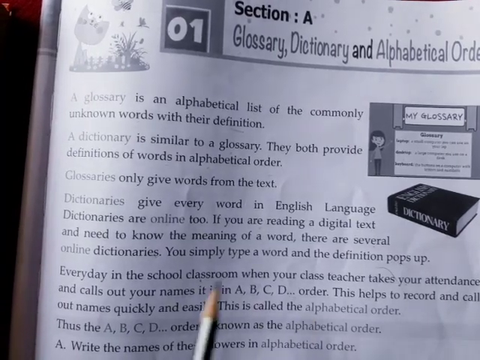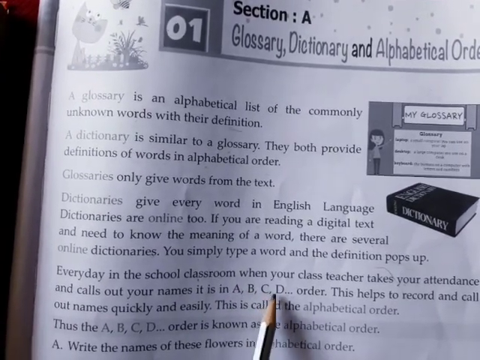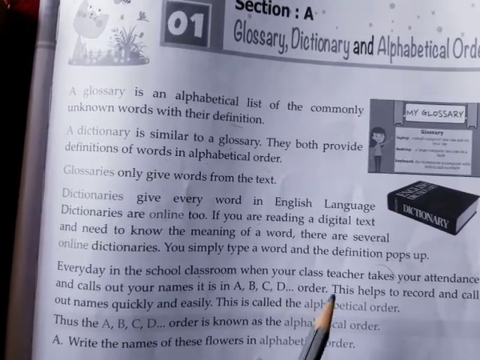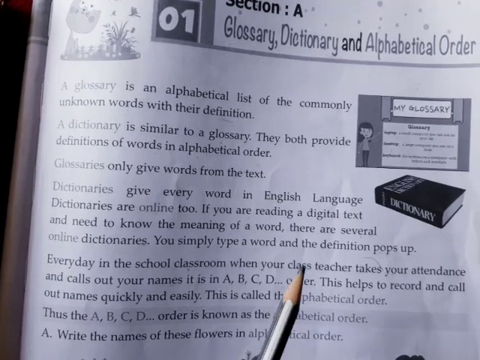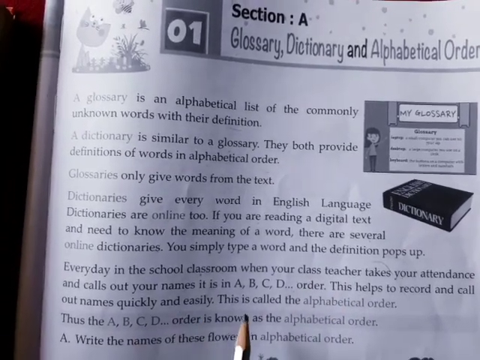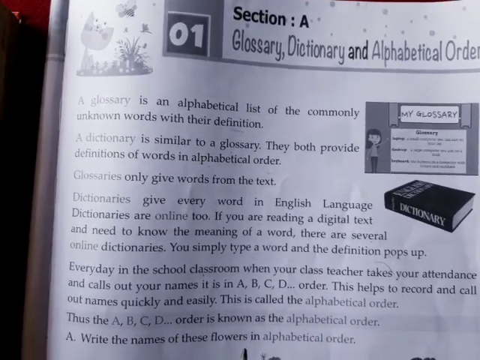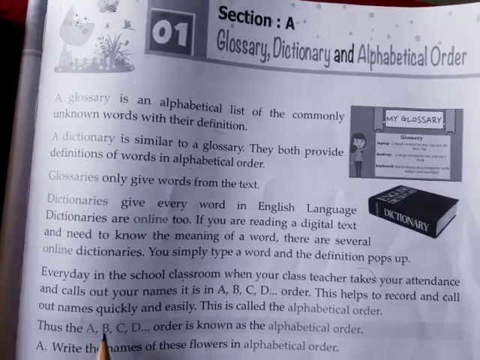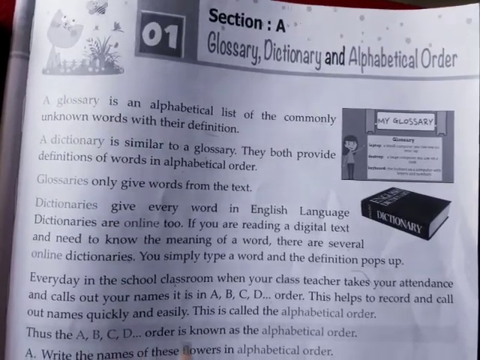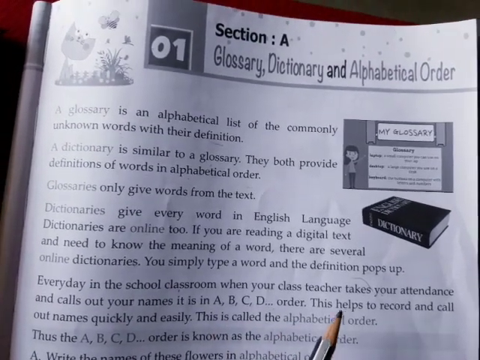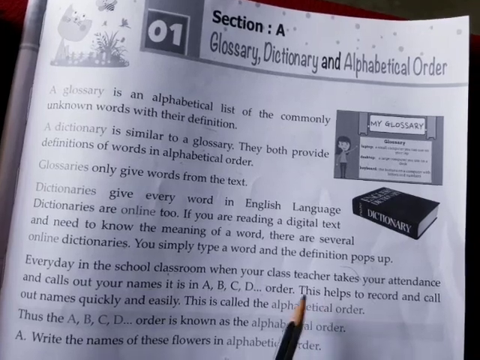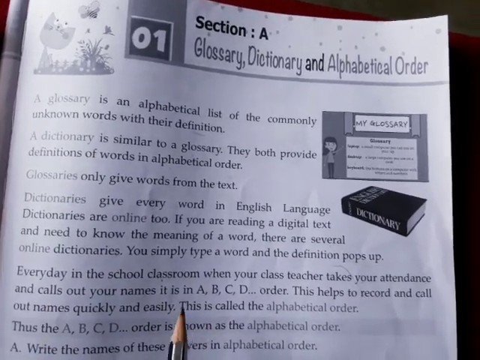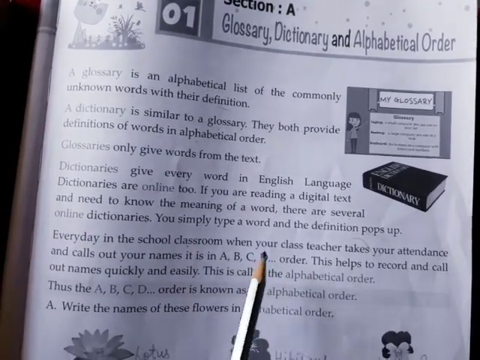So when we write the names in the alphabetical order, it is easy for us or for other people to make the record easily. That is why whenever we take the attendance or maintain the attendance register, we write the names in the alphabetical order so that it will be easy for us to maintain the record of the number of students present in the class. So this helps to record and call out names quickly and easily.